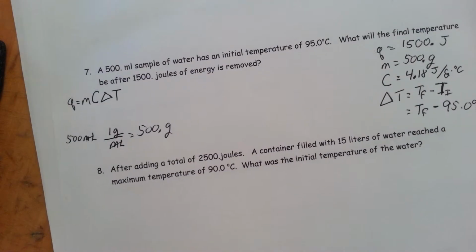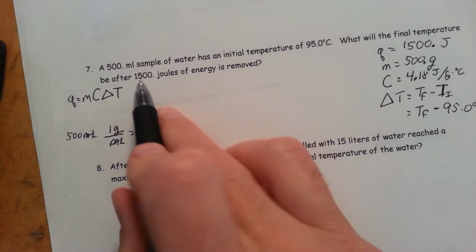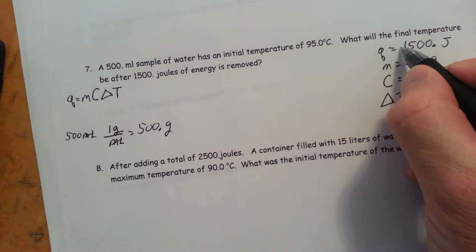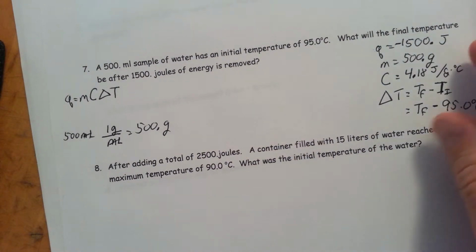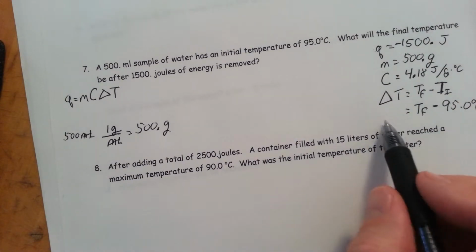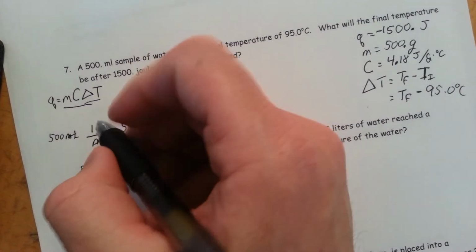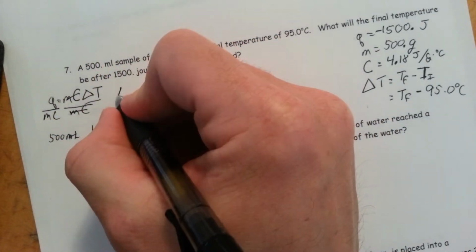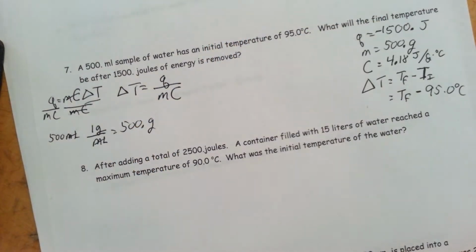Now, one other thing to think about is the Q. 1500 joules of energy being removed. That's going to have to be negative, because energy being removed means it's exothermic. It's giving off energy. So here, we're going to have to solve for delta T. If we divide both sides by MC, and they cancel, we end up with delta T is equal to Q over MC.